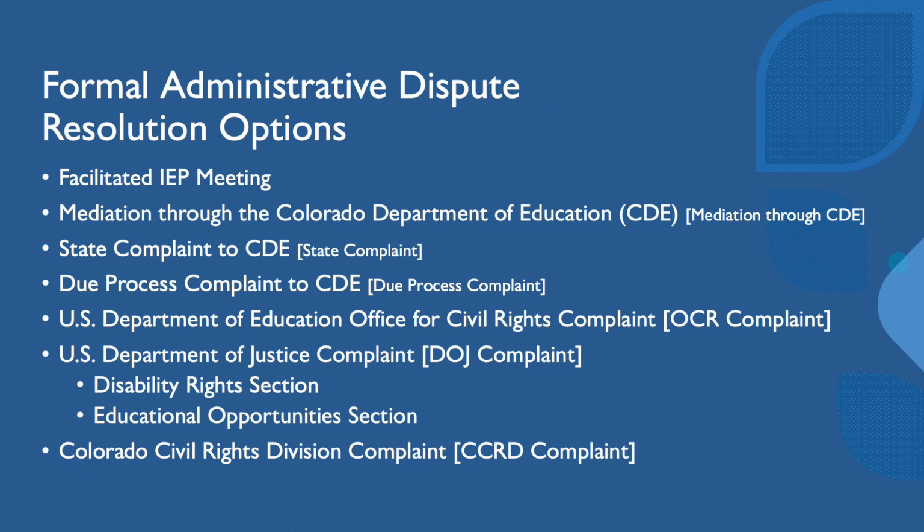We will now move on to what we are covering in the remainder of this video, and that is the formal administrative dispute resolution options. We will be covering facilitated IEP meetings, mediation through CDE, state complaints to CDE, due process complaints to CDE, complaints with the U.S. Department of Education's Office for Civil Rights, or OCR, complaints with the U.S. Department of Justice, or DOJ, in either the Disability Rights section or the Educational Opportunity section, and complaints to the Colorado Civil Rights Division.